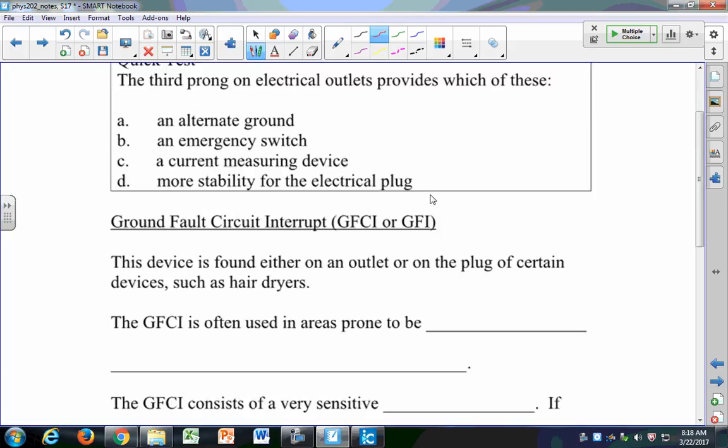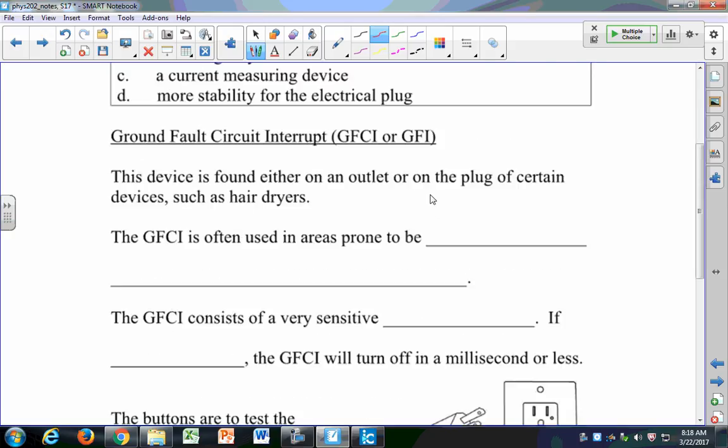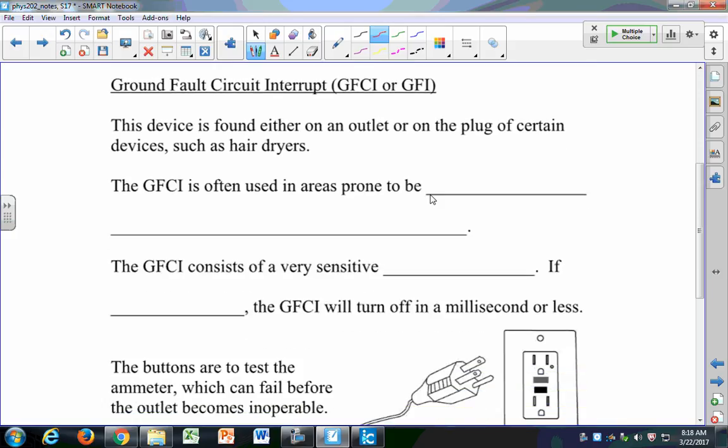Oh, it provides an alternate ground. Make sure you can describe what it does in a couple of sentences. It'll probably be a short answer question. I'll ask you to describe one of these features. You'll see that in old test questions too. All right, let's do the ground fault circuit interrupt, and then we'll wrap up.